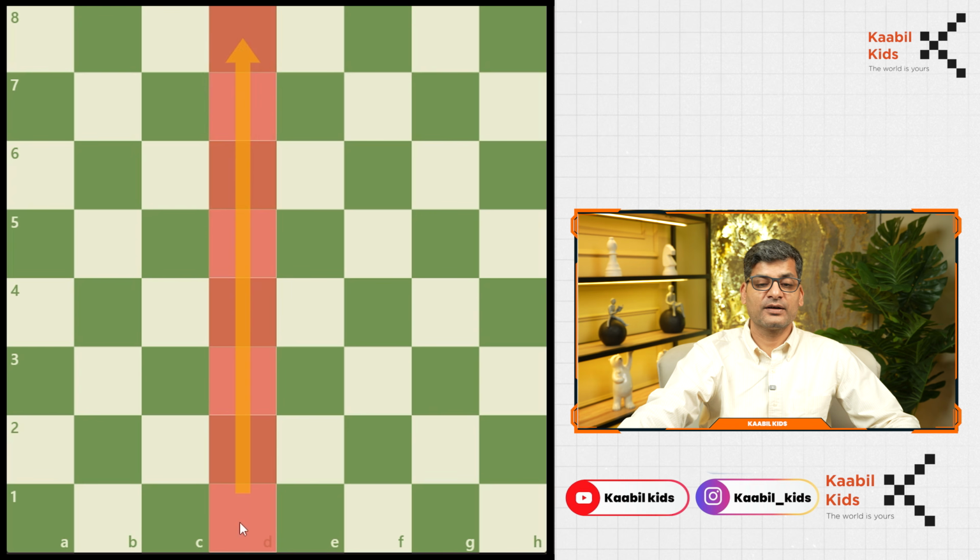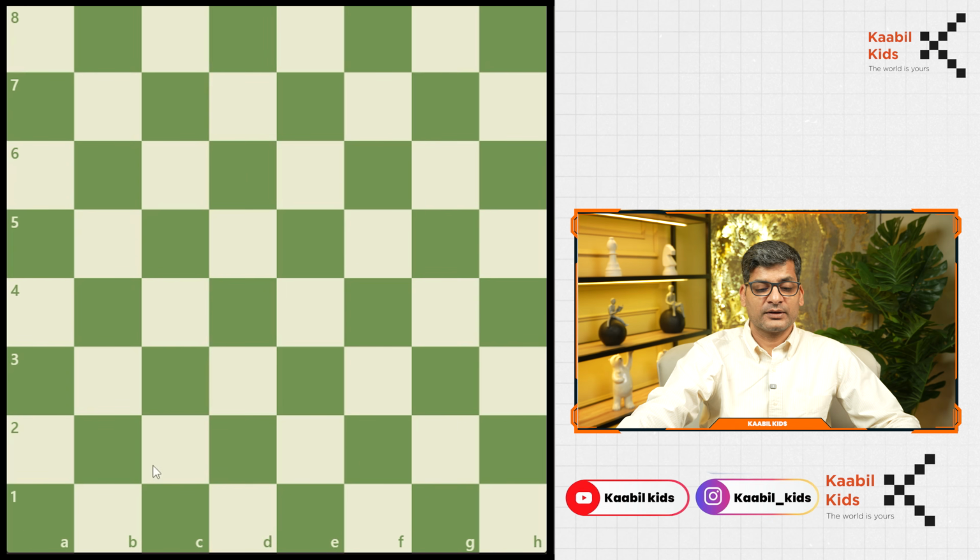Now since it's a square, there will be 8 squares on all the sides. Now if you want to know which is the G file, here is the G file. There you go, that's the G file. So we have 8 squares, and all these standing lines are known as the files.